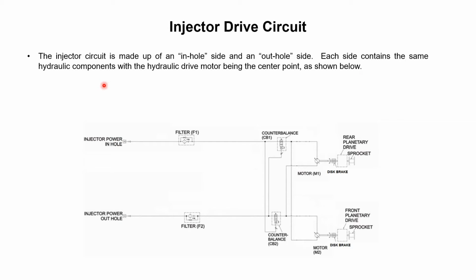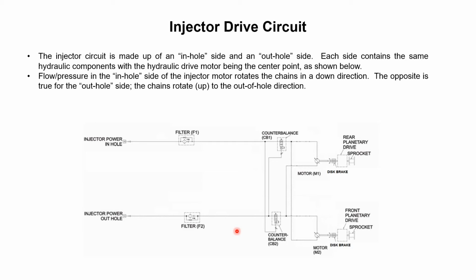Each side contains the same hydraulic components, with the hydraulic drive motor being the center point as shown below. If we make this motor the center point, we can see that the components are similar. For example, from this motor we have the disc brake, then the planetary gear and then the sprocket. On the other side we have the counterbalance valve, filter and quick disconnect coupling. Similarly for the other motor, here we have this shaft, disc brake, planetary gear drive and then sprocket, and on this side we have the counterbalance valve, filter and quick disconnect coupling. So if we make these motors our center points, we can see that the components are similar in both the motors, on both sides of the injector.